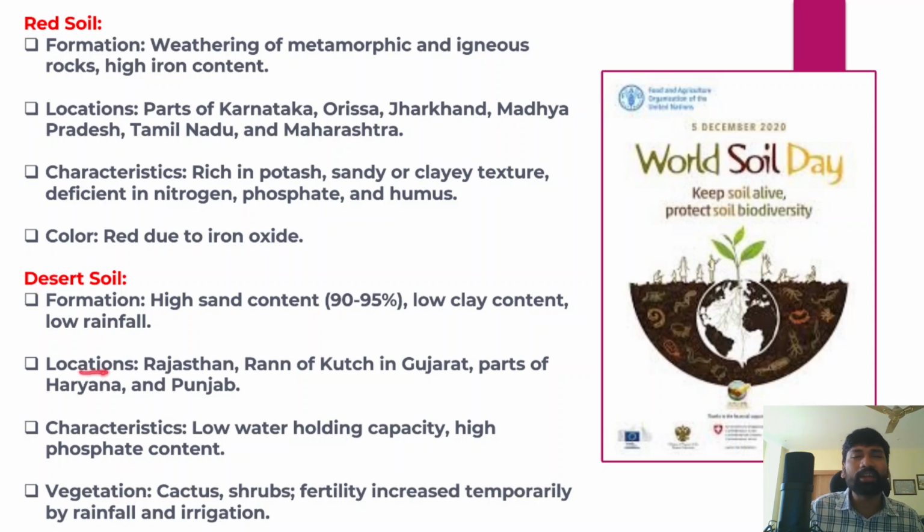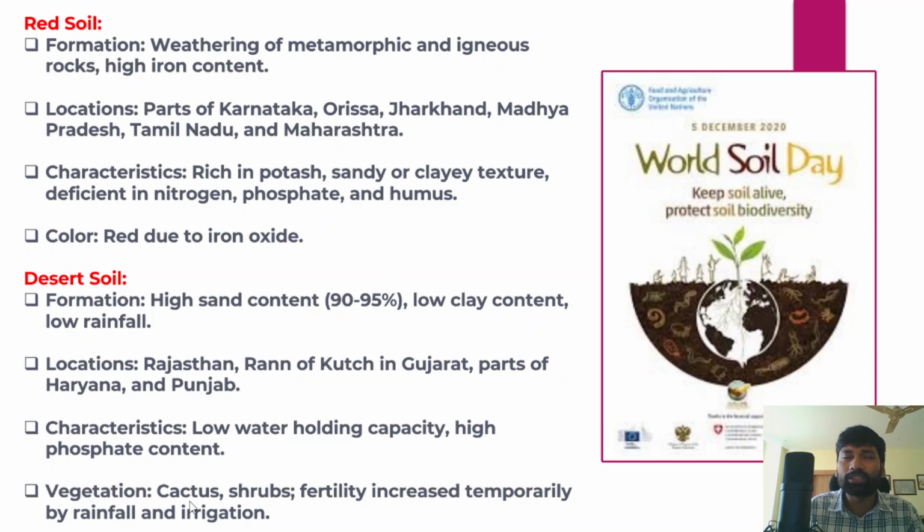Where are they located? The location is also very important. They are primarily located in Rajasthan, the Rann of Kutch of Gujarat and parts of Haryana and Punjab, and this is where these desert soils are located. And what are the major characteristics? They have a very low water holding capacity and high phosphate content also, right? So they have a high phosphate content but low water holding capacity. Now when we talk about the vegetation of these soils, they are mostly found in these desert soils.